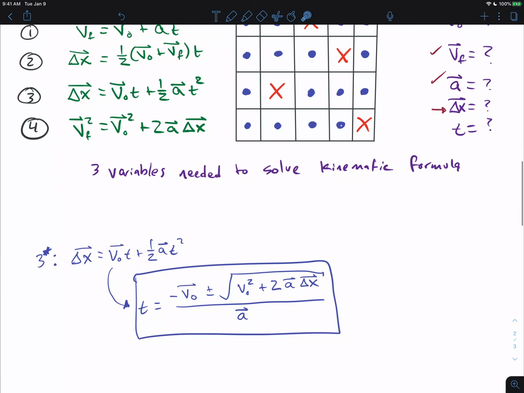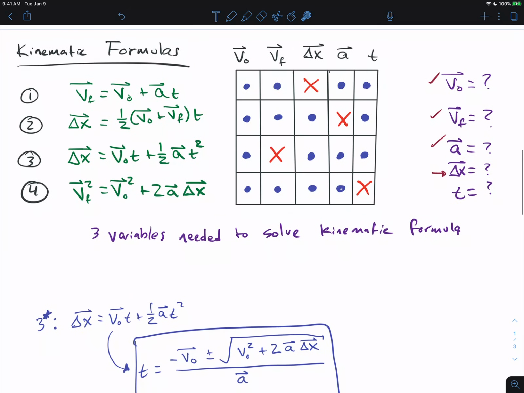So what I've done here is I've kind of already shuffled this around for you. You guys can write this down, keep this in your notes. This is an alternate version of equation number 3 in case you need to find time. It's already shuffled for you according to this quadratic formula. So you guys don't have to do this every time, because even when I have to do this, it takes a little bit of work, right?